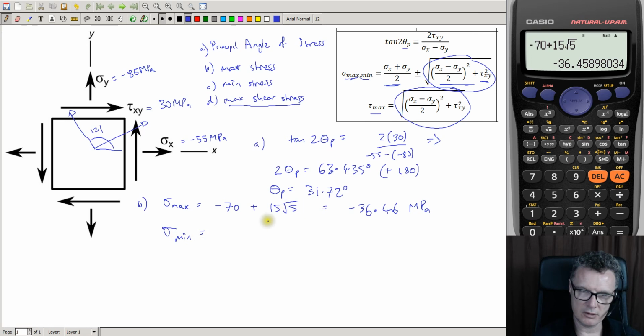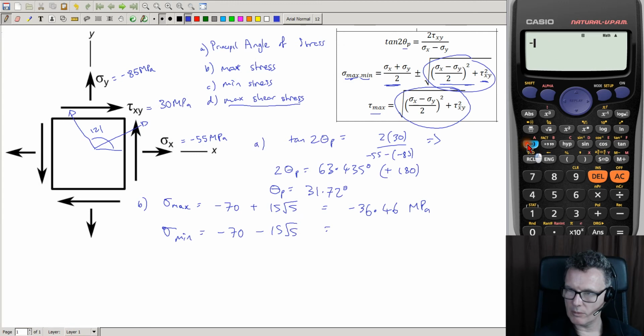So we're just going to use the previous one, make it a minus. See, you notice how this is minimum in a negative sense. It's not minimum in terms of magnitude. So minus 70, minus 15 root 5. So that's the bigger number, 103.54 megapascals.